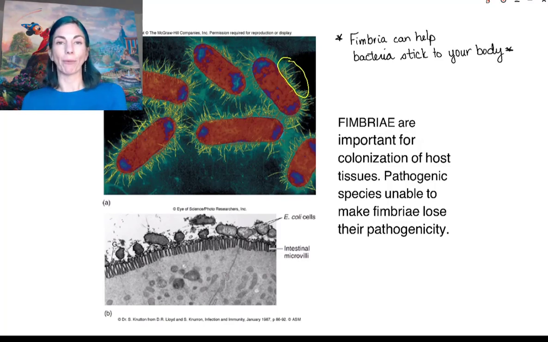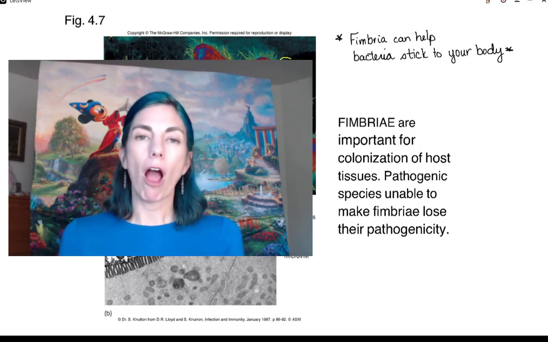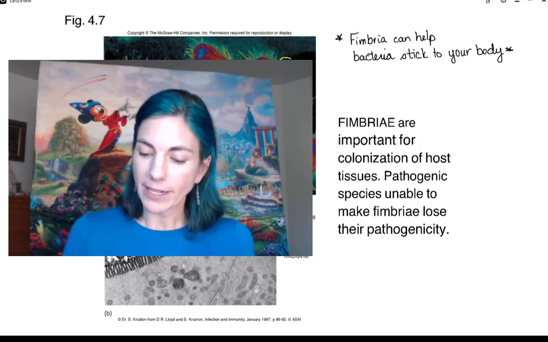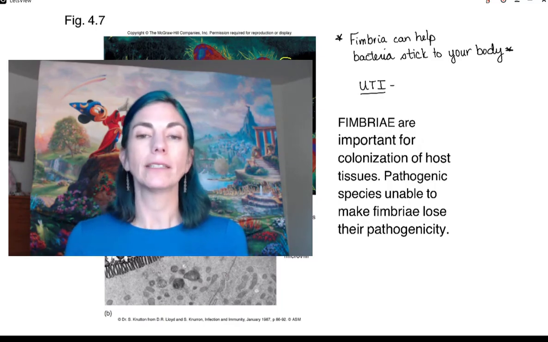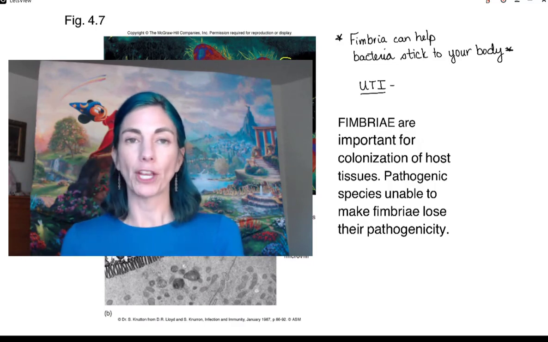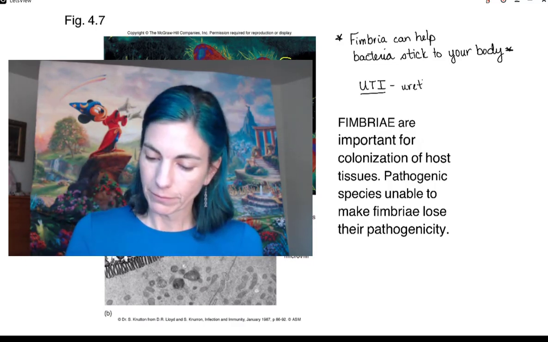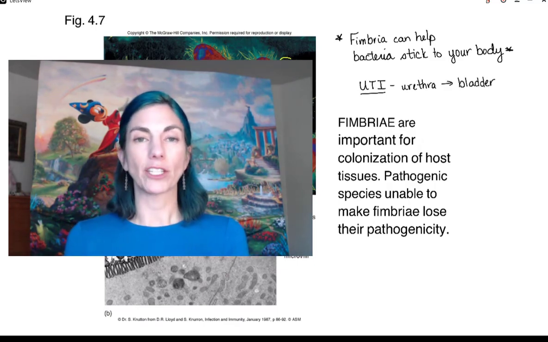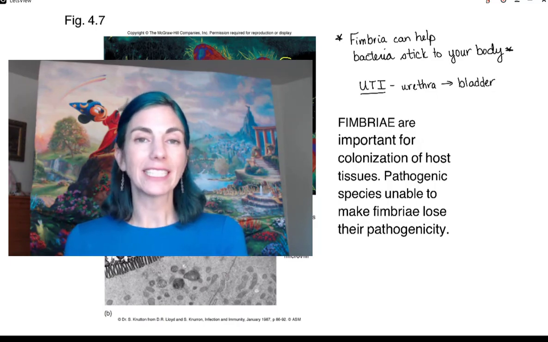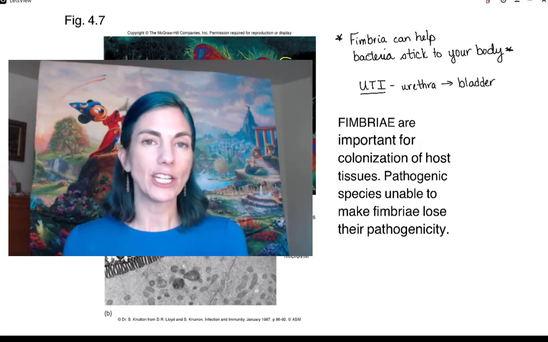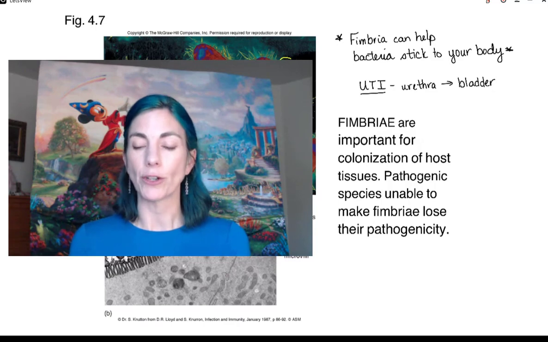Let me give you an example. One of the most common types of infections is called a urinary tract infection, abbreviated UTI. UTIs are usually caused by bacteria that crawl up from the urethra into the bladder. To prevent urinary tract infections, one of the best defensive mechanisms is frequent urination. So why would frequent urination be helpful in preventing urinary tract infections?